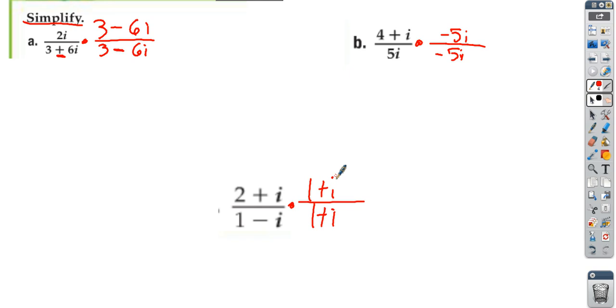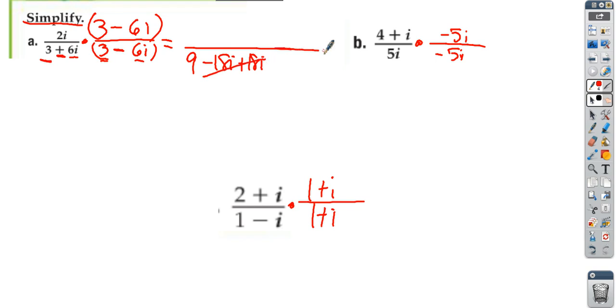Okay, what will happen if we do this correctly is the i should now disappear when we FOIL it. So let's try that. So 3 times 3, we're FOILing the bottom, would be 9. 3 times negative 6i would be minus 18i. 6i times 3 would be plus 18i. And again, here's what happens. They cancel each other. They disappear. And then 6i times negative 6i would be negative 36 i squared. Remember, i squared is negative 1. So negative 36 times negative 1 is plus 36.